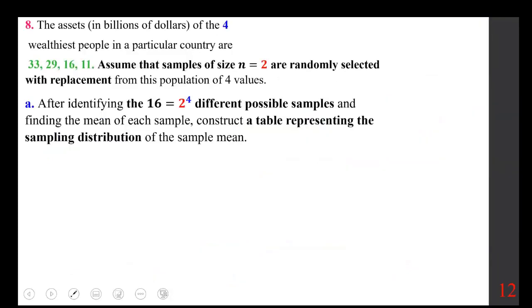The assets in billions of dollars of the 4 wealthiest people in a particular country are 33, 29, 16, 11. Assume that samples of size n equal 2 are randomly selected with replacement from this population of 4 values. A, after identifying the 16 equals 2 to the 4th power, different possible samples, and finding the mean of each sample, construct a table representing the sampling distribution of the sample mean.